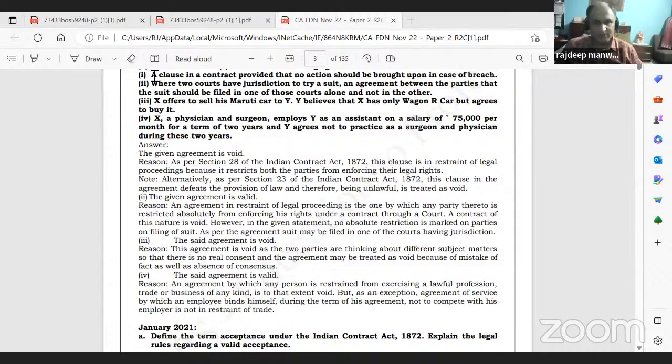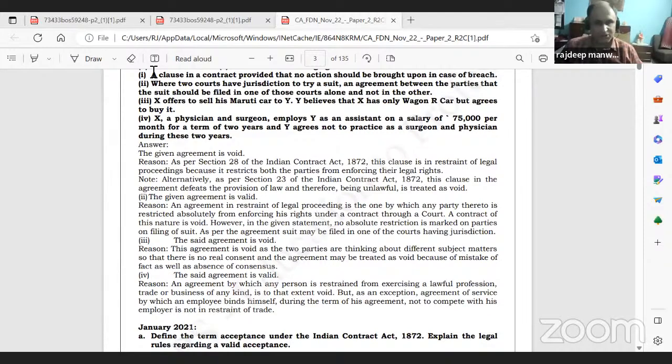Yes, sir. The parties should agree on the same thing in the same manner. Yeah, same. So this is void. Okay, next question. X, a physician and surgeon, employs Y as an assistant on a salary of 75,000 per month for a term of 2 years, and Y agrees not to practice as a surgeon and physician during these 2 years. This is a valid agreement.